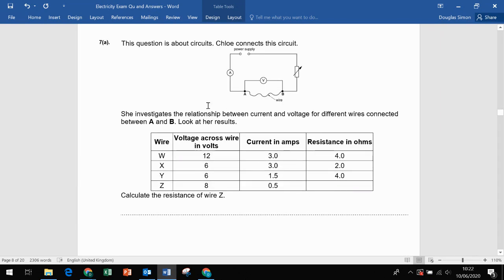All right. This question is about circuits. Chloe connects this circuit. She investigates the relationship between current and voltage for different wires connected between A and B. Look at her results. Calculate the resistance of wire Z. So what do we have? We have resistance, current, and voltage. So we know that resistance is voltage divided by current. For Z, we need the voltage 8 divided by current 0.5, which is going to be 16 ohms.